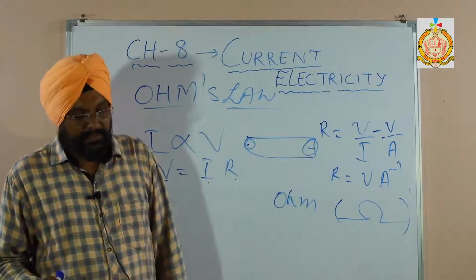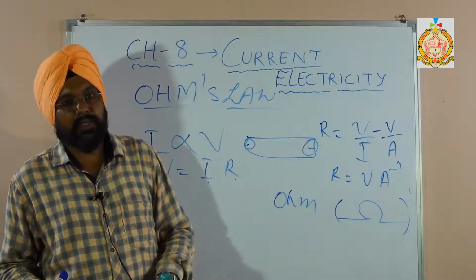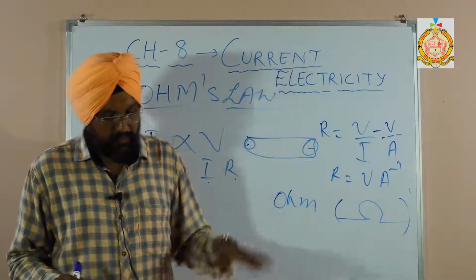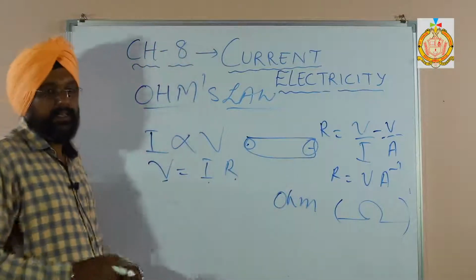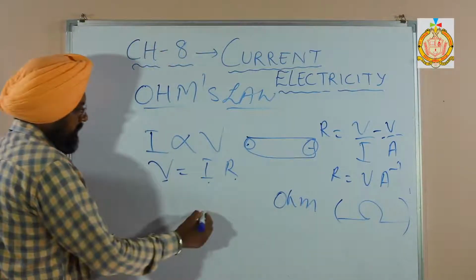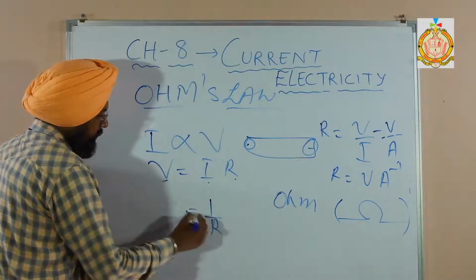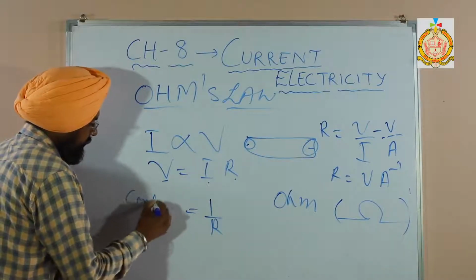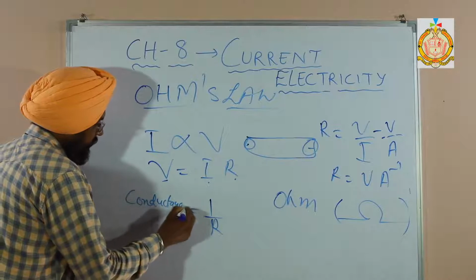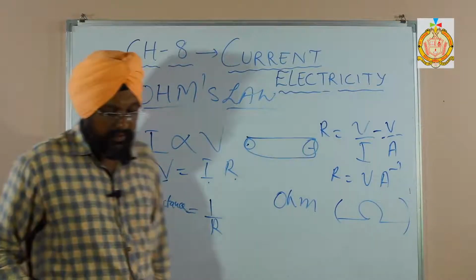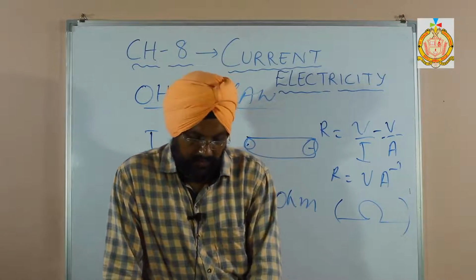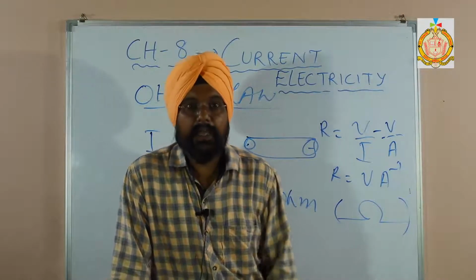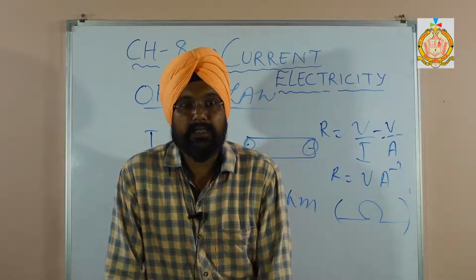Then conductance. Conductance is the reciprocal of the resistance. Resistance reciprocal is called conductance. So 1 over R is conductance. Conductance comes from the word conductor. Now, some people write mho instead of ohm.